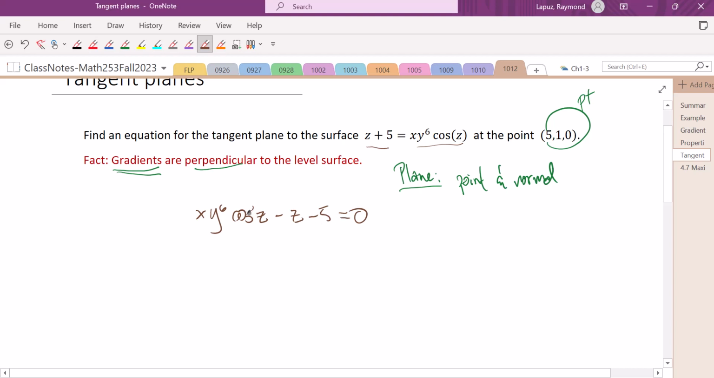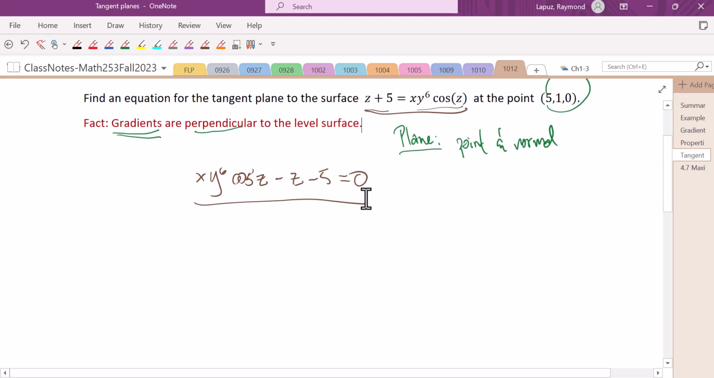Now this is the exact same surface as what's given to us, except now it is equal to a constant, and we can focus on just the left side of the equation and call that a function of x, y, and z. So we can say that f of x, y, z is equal to x y to the 6th times cosine of z minus z minus 5. And this is the function that we're working with.